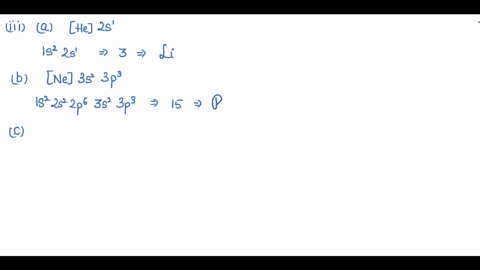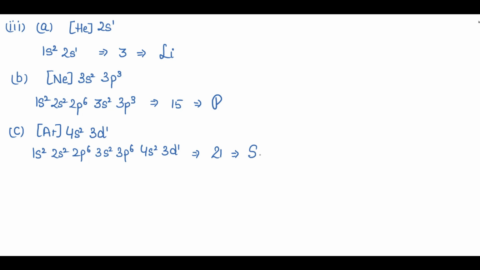Now see the C part, that is argon 4s2, 3d1, right? So argon's electronic configuration is 1s2, 2s2, 2p6, 3s2, 3p6, 4s2, 3d1, right? So 2 plus 2, 4, 4 plus 6, 10, 10 plus 2, 12, 12 plus 6, 18, 18 plus 2, 20, 20 plus 1, 21. Now this element is scandium.